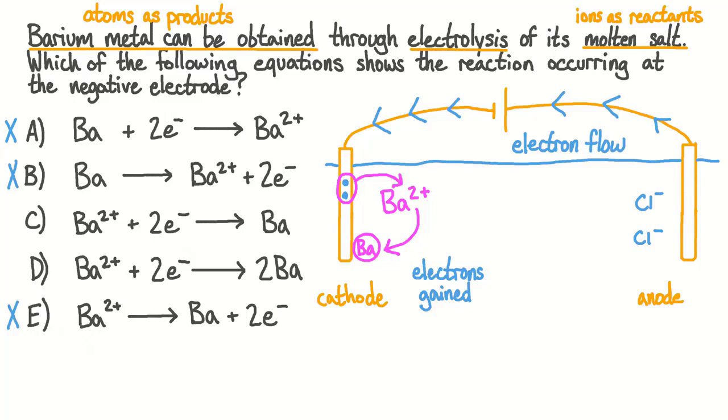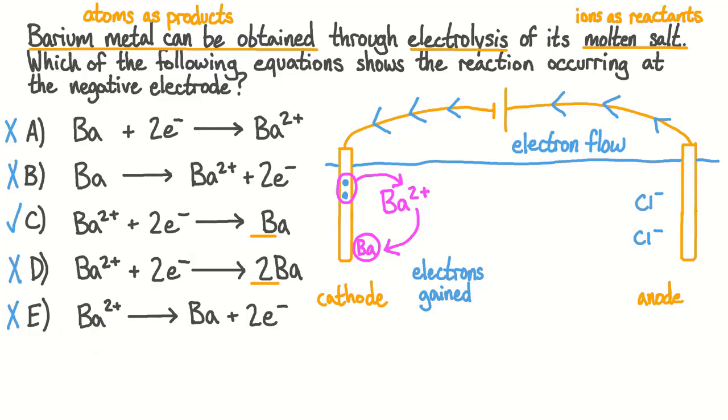Choice E, where electrons are a product of the reaction, is the opposite situation, where electrons are released from the ion. We want the electrons to combine with the ion to form the atom like they do in choice C and D. The last thing we need to consider is whether the combination of a barium ion and 2 electrons would produce 1 barium atom or 2 barium atoms.